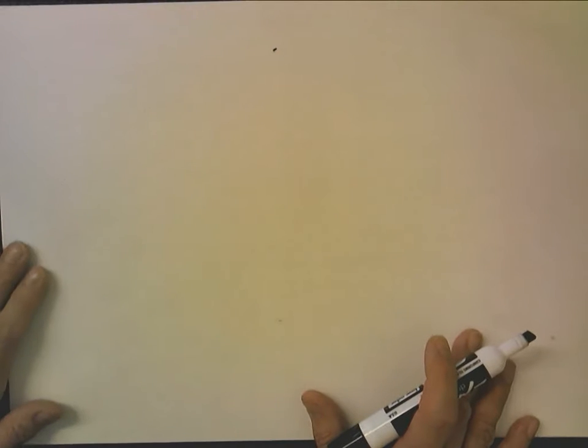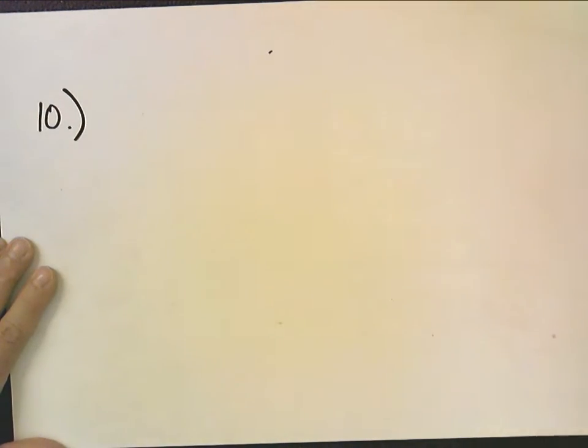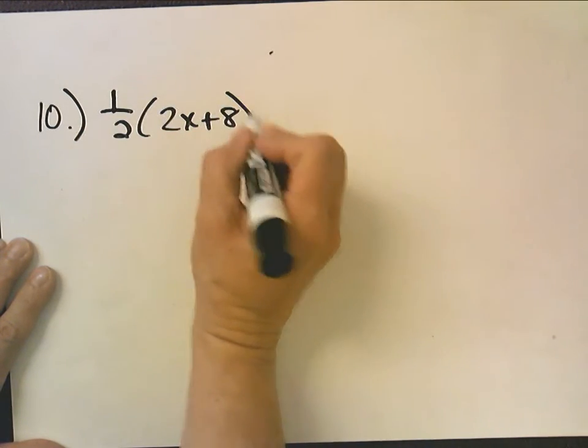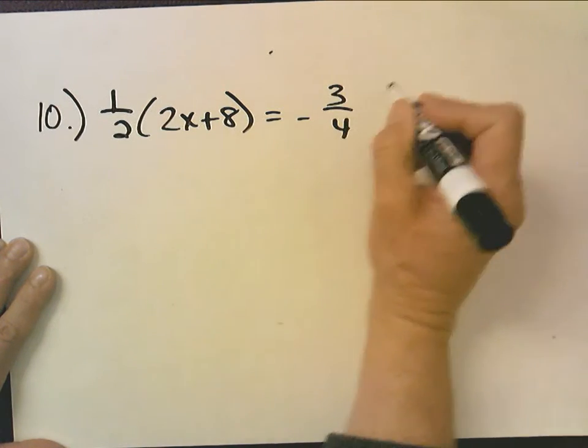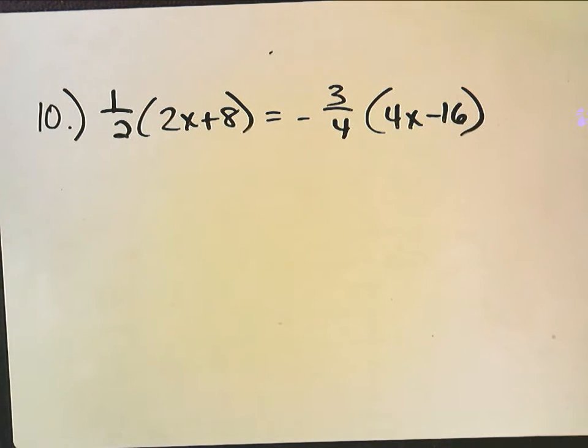Now we're going to continue with the review for quiz 3C on page 20. So, we're going to do number 10. Now, for number 10, we have two choices. We want to get rid of the fractions, but the question is, can I get rid of the fractions by distributing, or do I have to multiply by a common denominator?